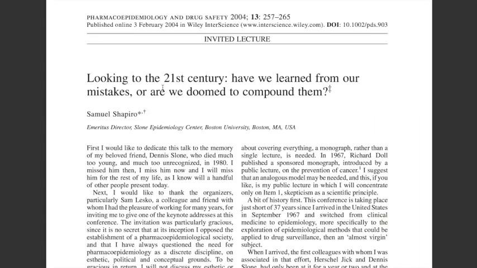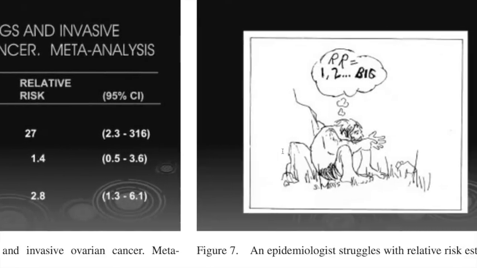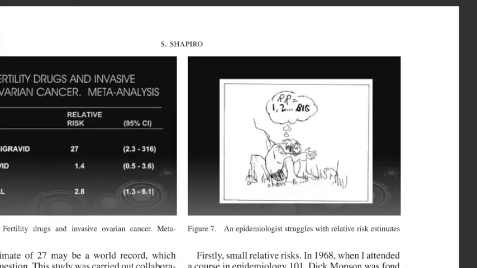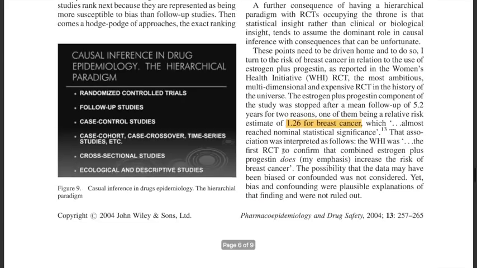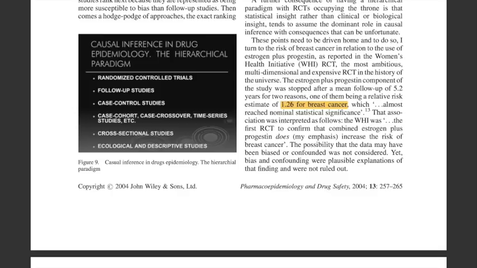Now, Frank quotes Samuel Shapiro, who published this paper in Pharmacoepidemiology and Drug Safety in 2004. And this is basically Samuel Shapiro's view, that for relative risks, he can only count 3 numbers. He can count the number 1, the number 2, and big. But you'll notice, if Frank actually read through the paper instead of just quoting it, that in almost every case, except for one case, the diseases where he's criticizing low relative risks are cases where the absolute risk in the general population is not that great.